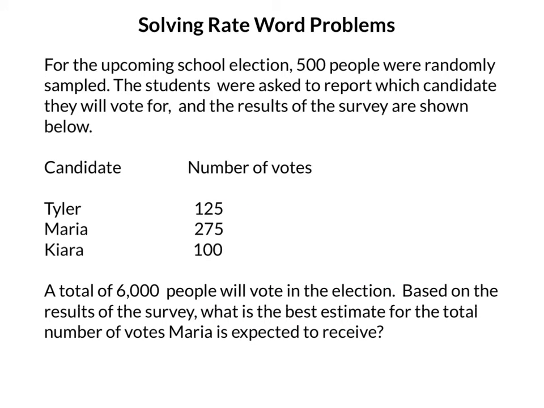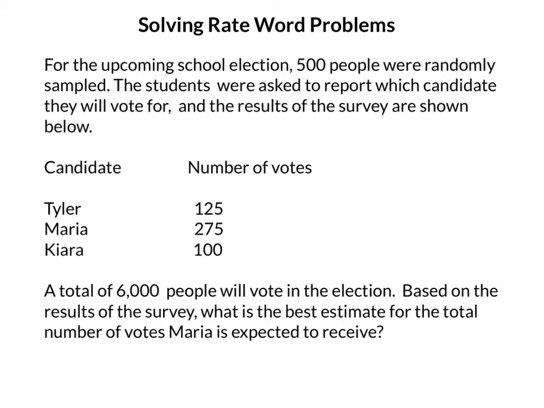Here's another rate problem. It looks really long, but it's actually a fairly simple rate problem once we start reading it. For the upcoming school election, 500 people were randomly sampled. The students were asked to report which candidate they will vote for, and the results are shown in the survey below. A total of 6,000 people will vote in the election. Based on the results of the survey, what is the best estimate for the total of votes Maria is expected to receive?